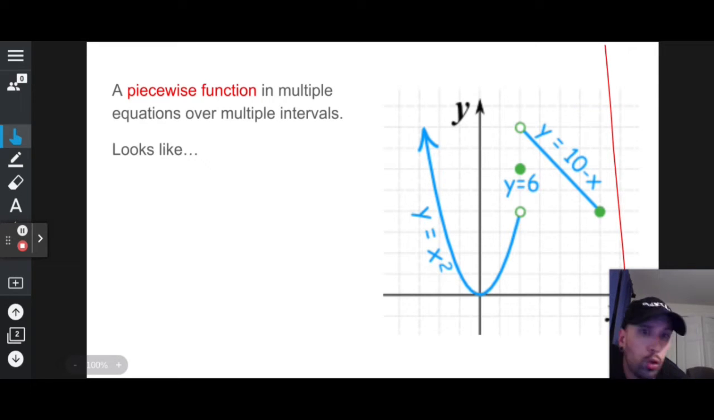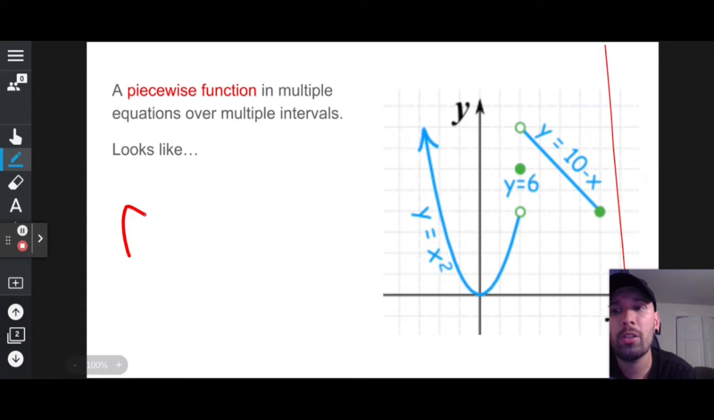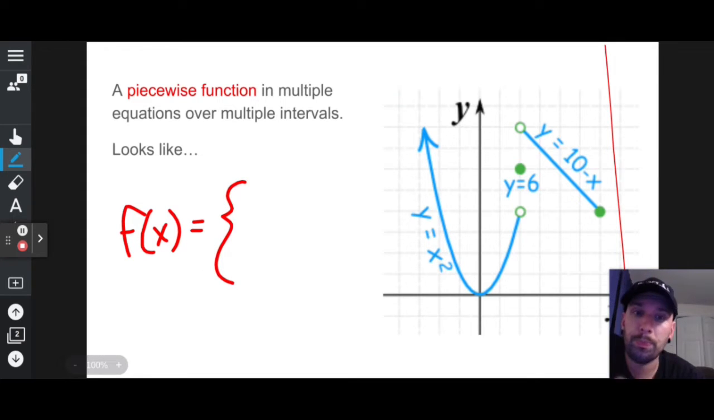Now, how do you take that mess and make it look like a piecewise function? What does it look like? Well, like I said, not pretty. This is what it looks like. You're going to say f of x equals, in this case, 3 different things. Okay?